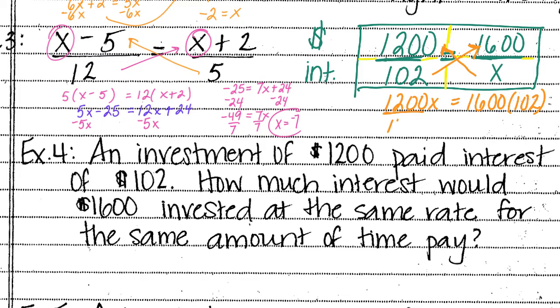And then I just have to divide by this 1,200 to get x. So when I divide that by 1,200, I get $136. And that is more than this 102, which would make sense because $1,600 is more than $1,200. Great job.